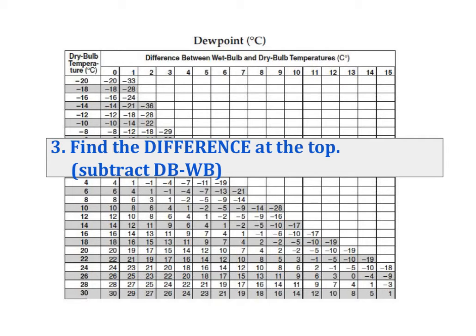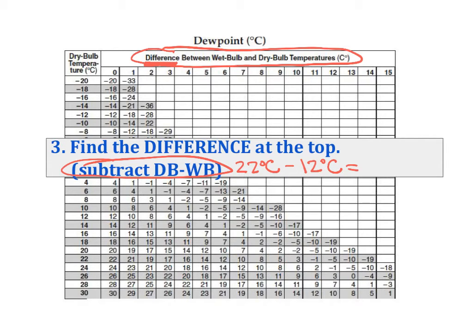Step 3, find the difference at the top. So if you look here at the top, it says this is the difference between the wet bulb and the dry bulb temperatures. This is important. Difference. It says difference. In order to figure out the difference, you have to subtract the dry bulb minus the wet bulb. In my example, it was 22 degrees for the dry bulb minus 12 degrees for the wet bulb, which means my difference is going to be 10 degrees Celsius. So I'm going to look up 10 degrees Celsius up here, okay?